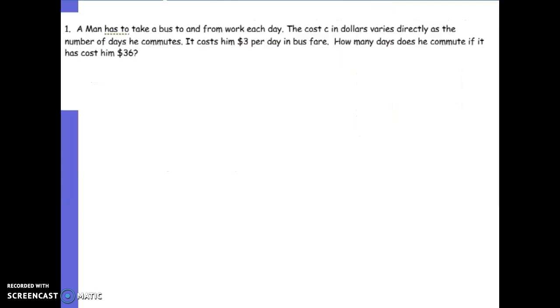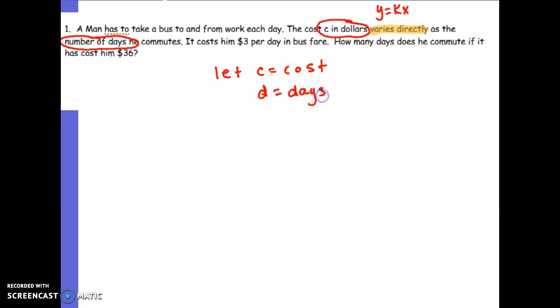Okay, so let's do an example here. A man has to take a bus to and from work each day. The cost in dollars varies directly as the number of days. Varying directly, we're going to think of y is equal to k times x. Only now, let c be equal to the cost, and let d be equal to the number of days.